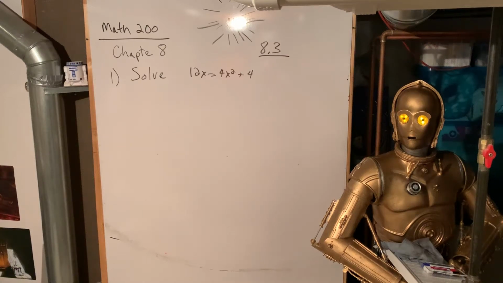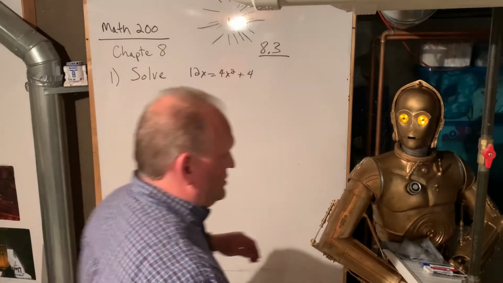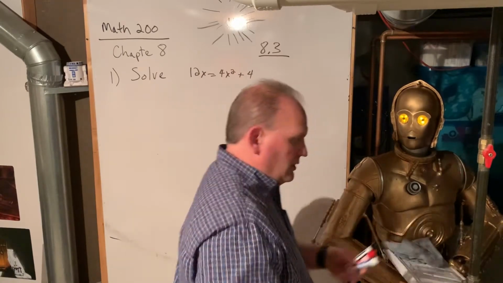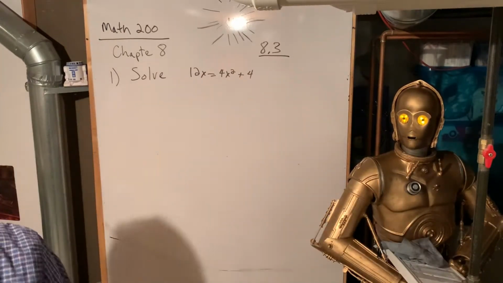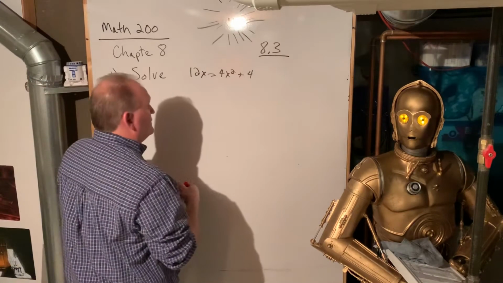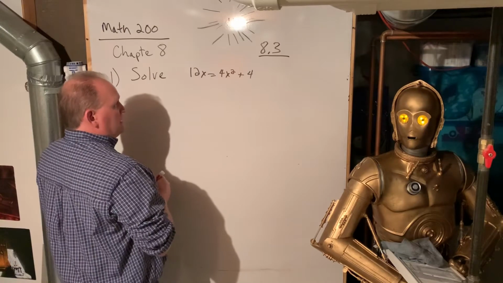All right, this is Math 200. We're looking at Chapter 8. This is 8.3. We're solving second-degree equations, quadratic equations, and we're using either factoring or quadratic formula. So let's take a look.